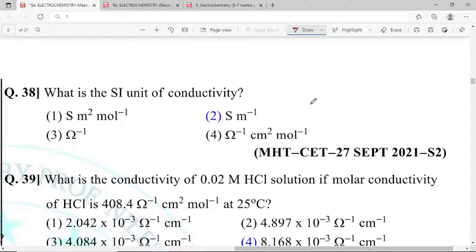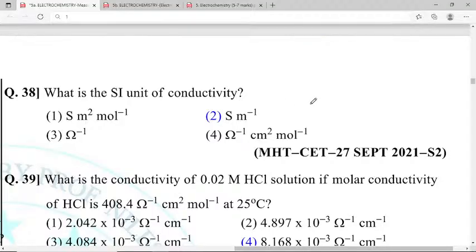What is the SI unit of conductivity? Siemens per meter. What is the SI unit of conductivity? Siemens per meter.